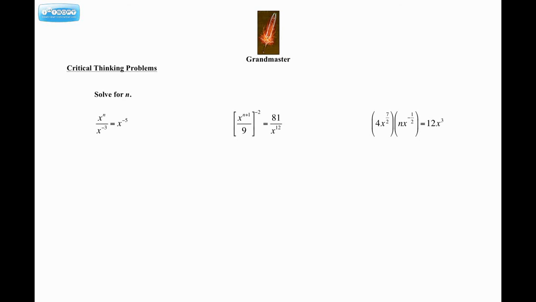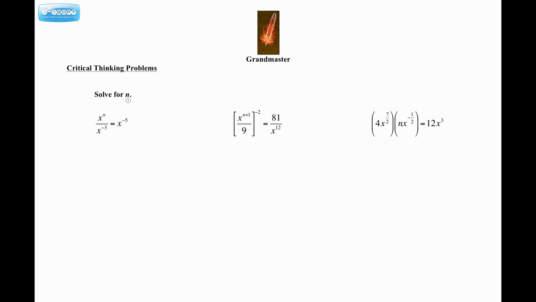Chapter 4, Section 3, Grandmaster, some critical thinking problems. In this video, we're actually going to look at some equations as opposed to expressions. An equation is basically when you have two expressions that are equal to each other. So you have a left side and a right side, whereas before we didn't have a left or right side. We just had a statement and we tried to simplify what was already written as best we could.